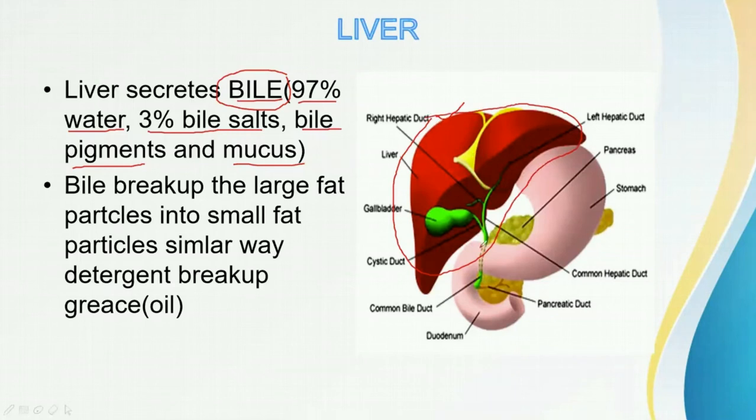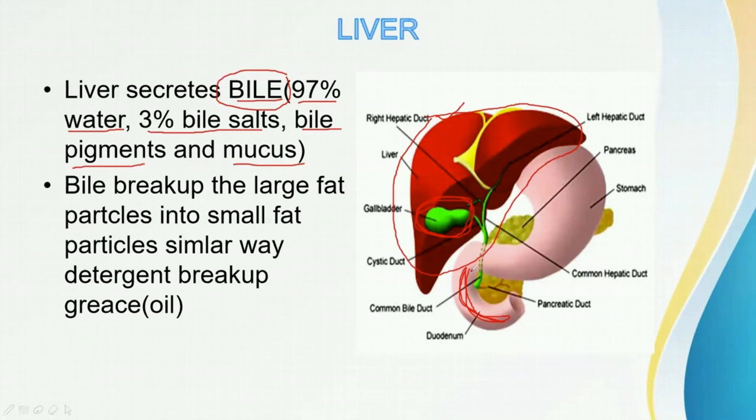This bile is stored in the gallbladder. Now you're seeing on the screen, I am making a mark. So this is the gallbladder. When the liver secretes the bile, the bile is stored in the gallbladder. Slowly, step by step, the gallbladder releases the bile into this duodenum part. So this is the duodenum part.